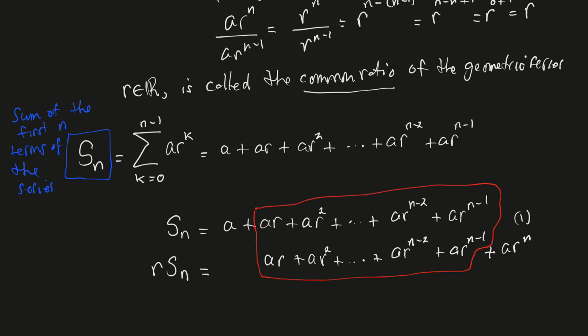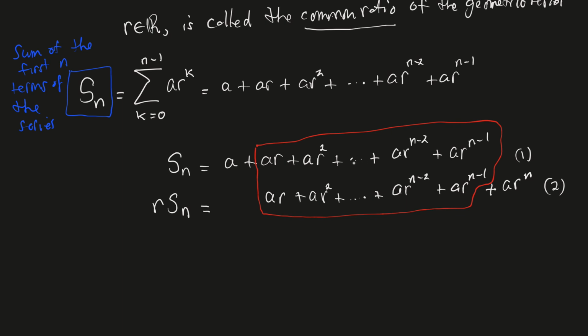If I call my bottom equation equation 2, and I take equation 2 and subtract equation 1, everything that I have boxed in red here would cancel out. So the dot dot dots, even though I don't know how many are there, I know that they're identical. They show up in both equations. So if I take my second equation and subtract my first equation, this is what I get.